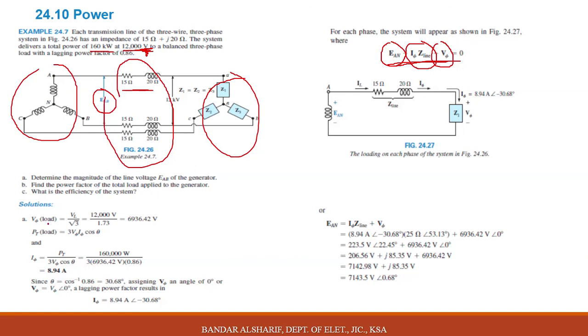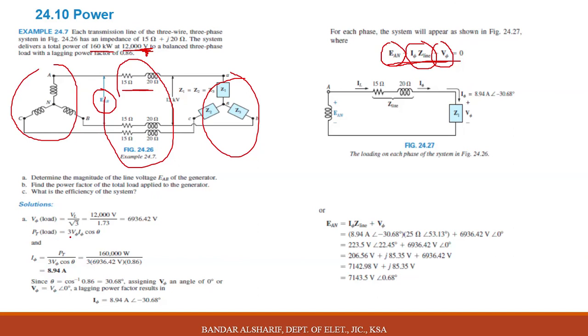In the beginning, see, it is a Y connection, and they consider 12,000 as V line, as we mentioned. Divide by root 3, you will get 6,936 volts. This is V phase in the load, across the load.